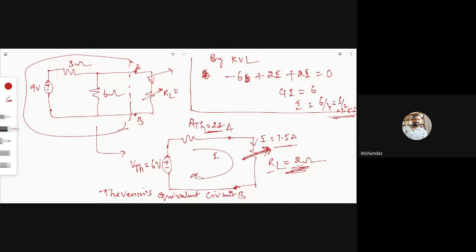Now, calculate the current if the load resistance is 10 ohms. If RL equals 10 ohms, calculate the current here and tell me the answer.